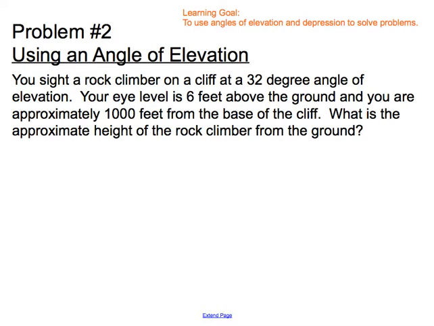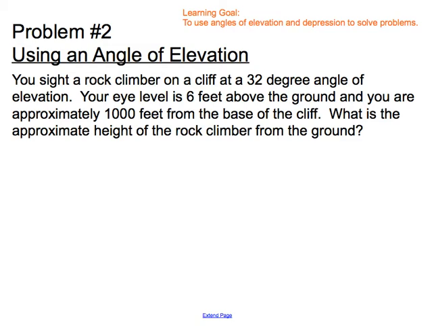So let's take a look at another example. We see a rock climber on a cliff at a 32-degree angle of elevation. Your eye level is about 6 feet above the ground, and you're approximately 1,000 feet from the base of the cliff. What is the approximate height of the rock climber from the ground?